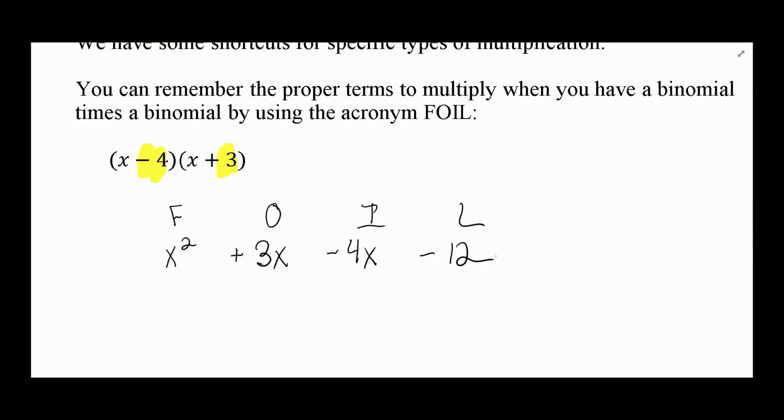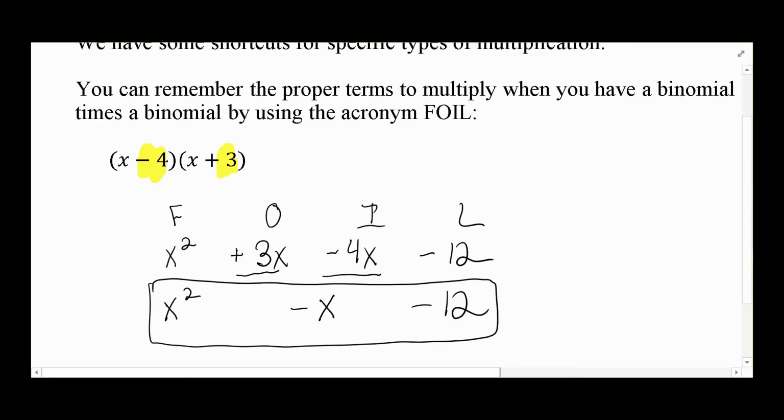Now we still have to finish this out because we then have to say, are there any like terms? And usually the O and the I will be like terms. It's not always the case, but definitely look out for it. So 3x minus 4x gets us negative x, and everything else just copies down.